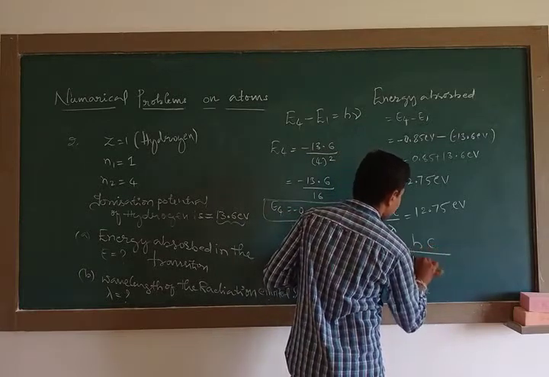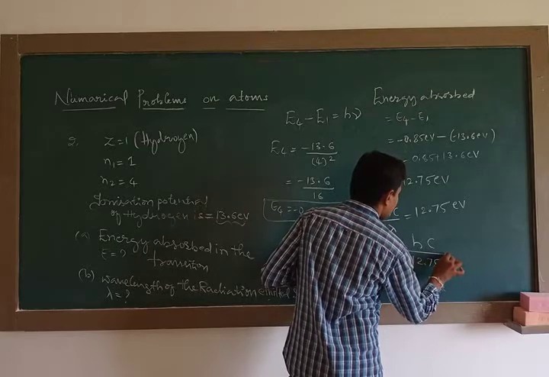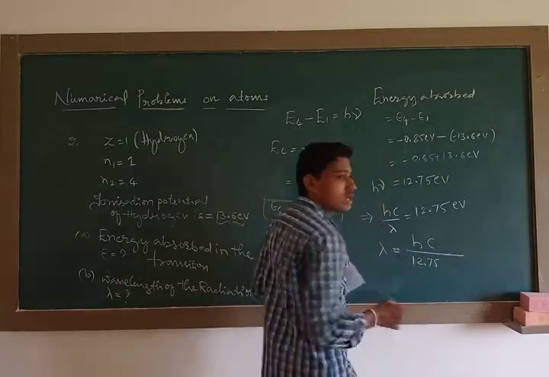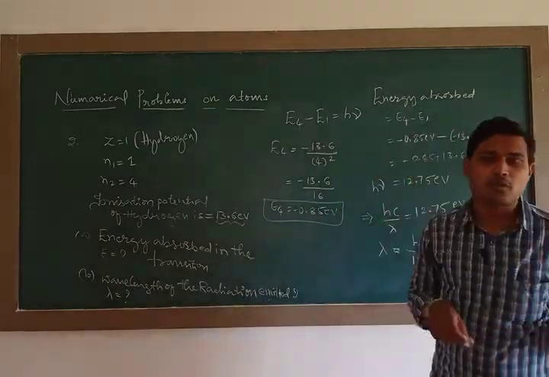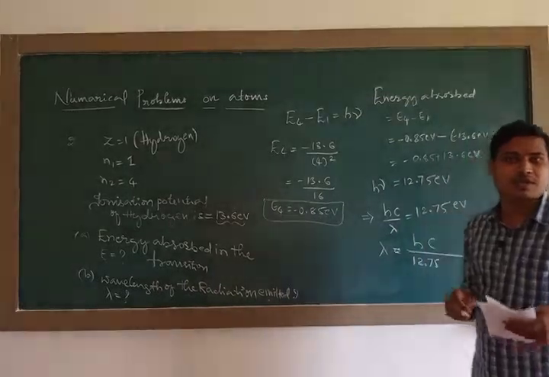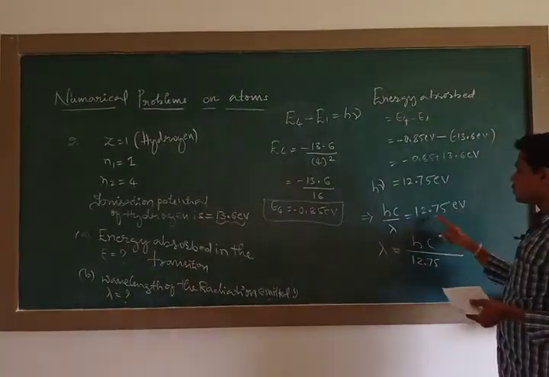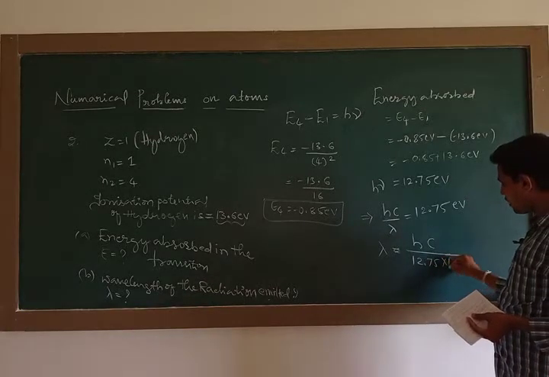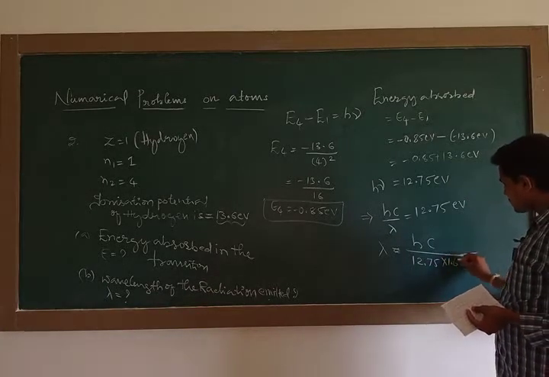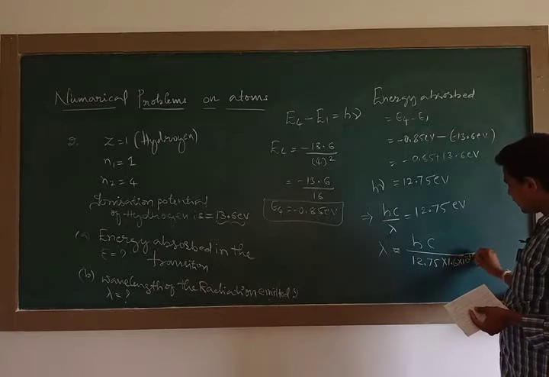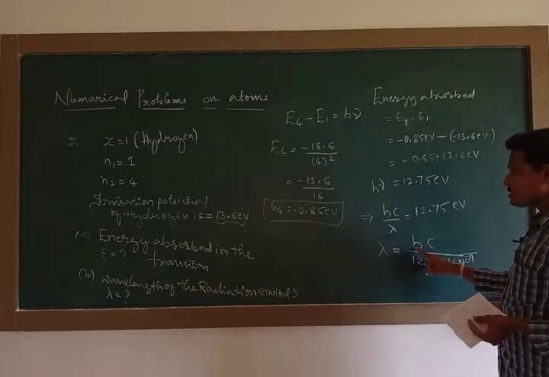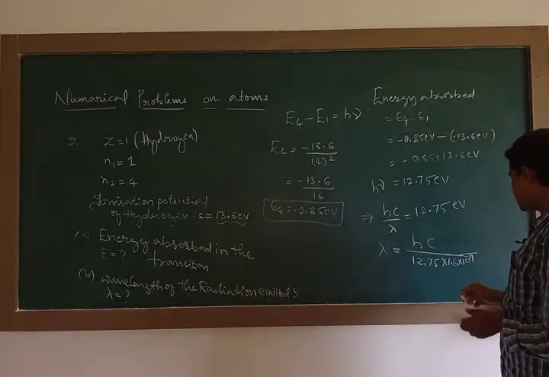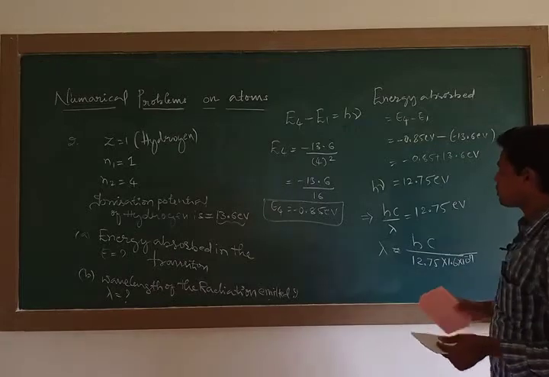hc divided by 12.75. We know that 1 electron volt is equal to 1.6 into 10 raised to minus 19 joules. So 12.75 electron volt is equal to 12.75 into 1.6 into 10 raised to minus 19. What is h? Planck's constant. So put all the values here.